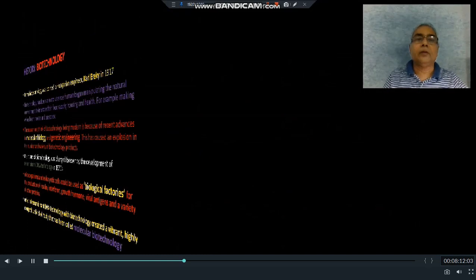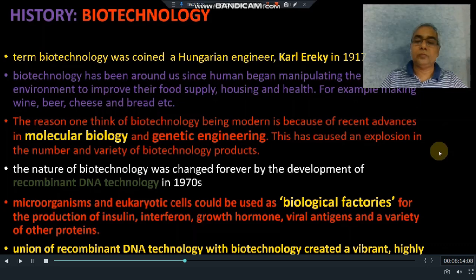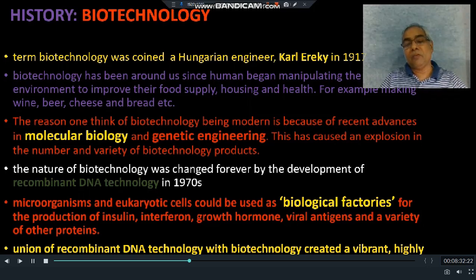Here I would like to give another term. The union of recombinant DNA technology and biotechnology has now given a new term, molecular biotechnology. Means recombinant DNA technology के जो इंफॉर्मेशन है उसकी वजह से अब बायोटेक्नोलॉजी वर्ड ही अपने आप में मॉडिफाई होकर मॉलिक्यूलर बायोटेक्नोलॉजी के नाम से जाना जाता है.